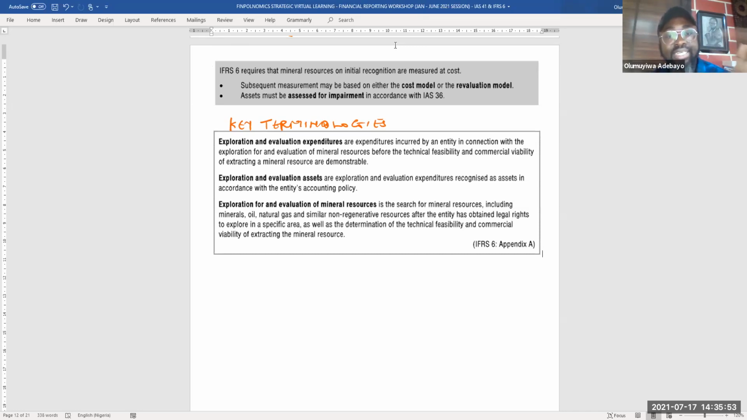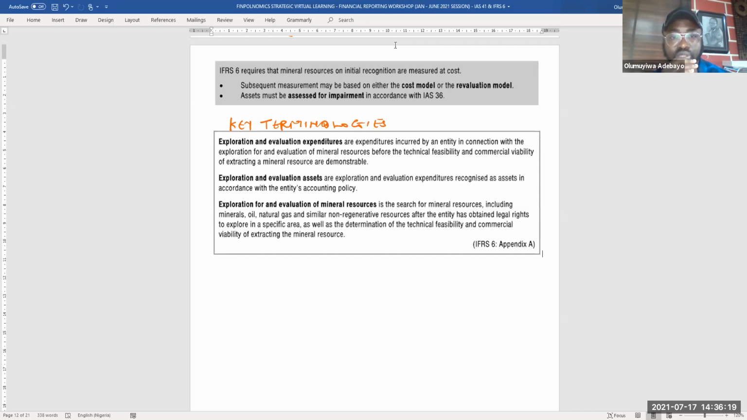Now, E&E assets, which is exploration and evaluation assets, are exploratory and evaluation expenditure recognized as an asset in accordance with the accounting policy. Because again, not necessarily will all be recognized as assets, because a portion of it might be expensed because of materiality and some other things like that, which is triggered by the company's adopted accounting policy.